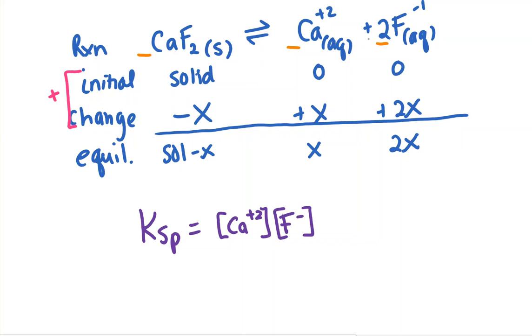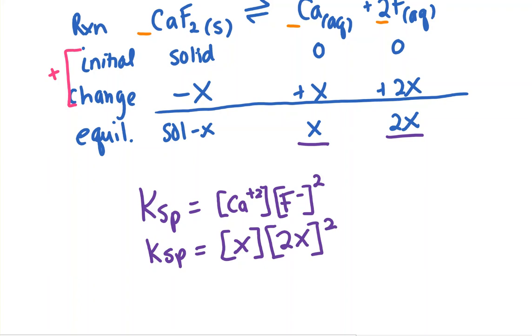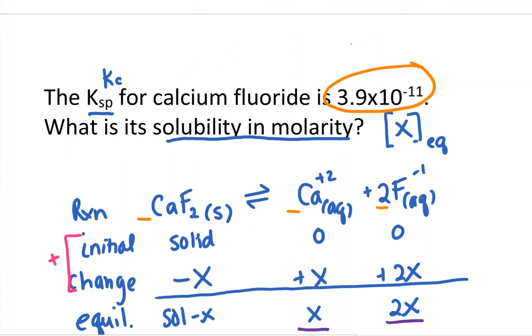Remember that we use the coefficients to get exponents, so we need a 2 there for the fluoride, I should say, of X. So the calcium and the fluoride. Well, we have our solubility product here. And what we're solving for, the molar solubility, is X.